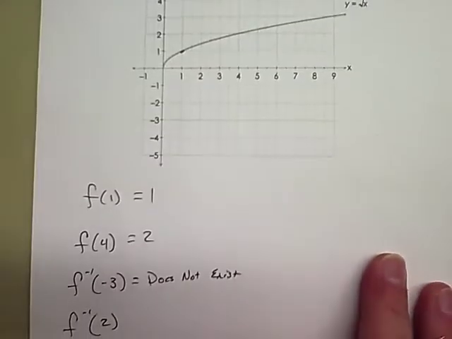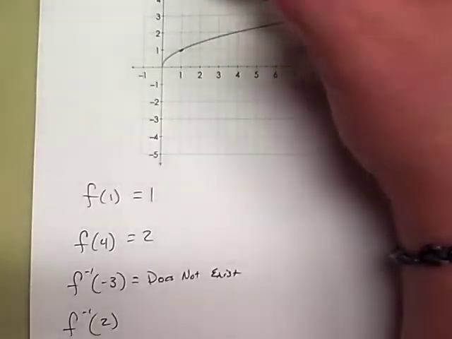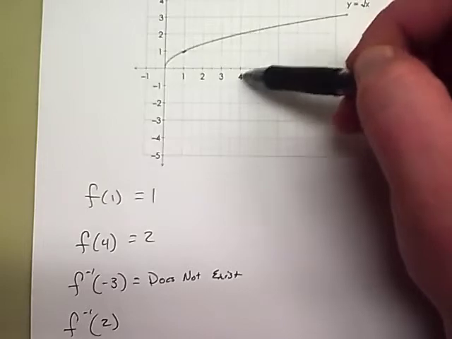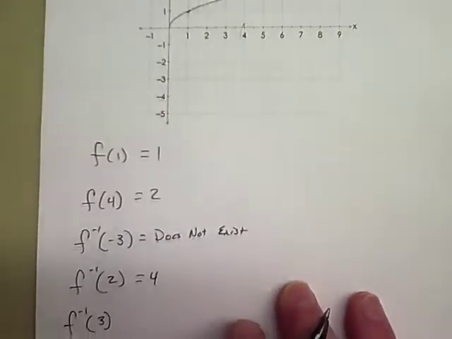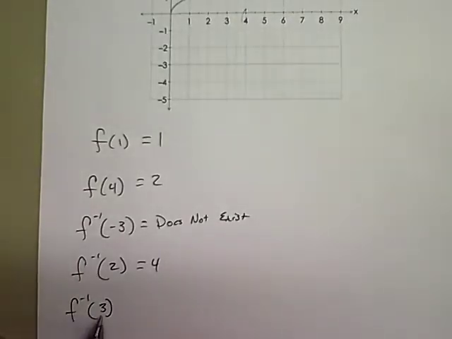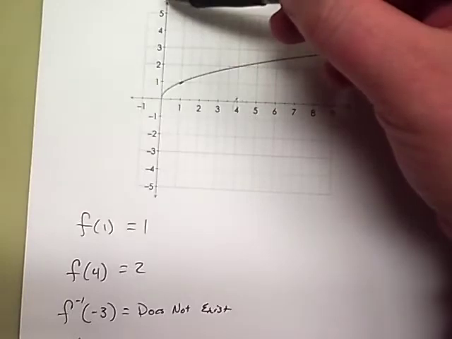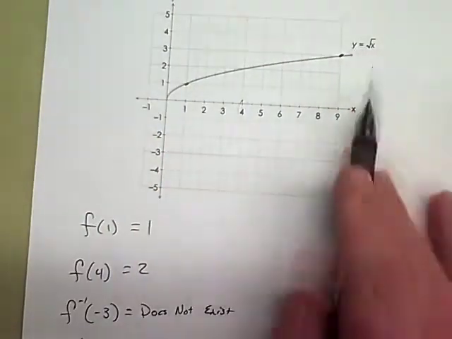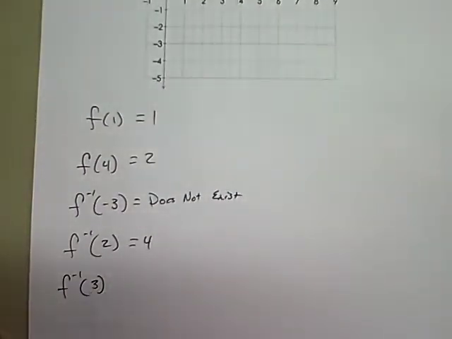All right, so what about f inverse of 2? I'm looking at my y value of 2. When my y value is a 2, my x value is a 4. And then finally, let's go f inverse of 3. On the y-axis, where's 3? Here it is, and it hits this point right here. And my x value that comes out is a 9. So when 3 goes into the inverse, a 9 comes out.